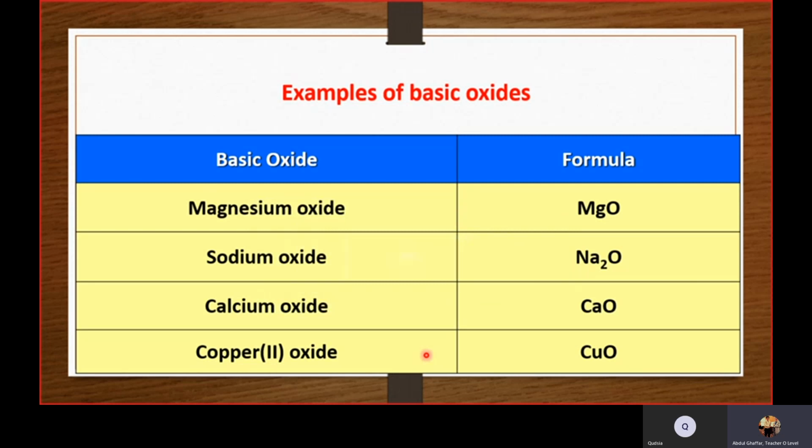Now the examples of basic oxides: magnesium oxide, sodium oxide, calcium oxide, and copper oxide.